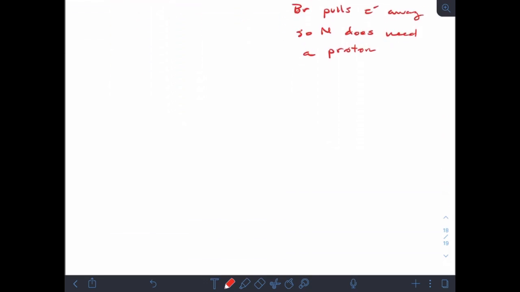Right, so a little bit more about structure. So let's take a look at a couple more compounds and talk about them.